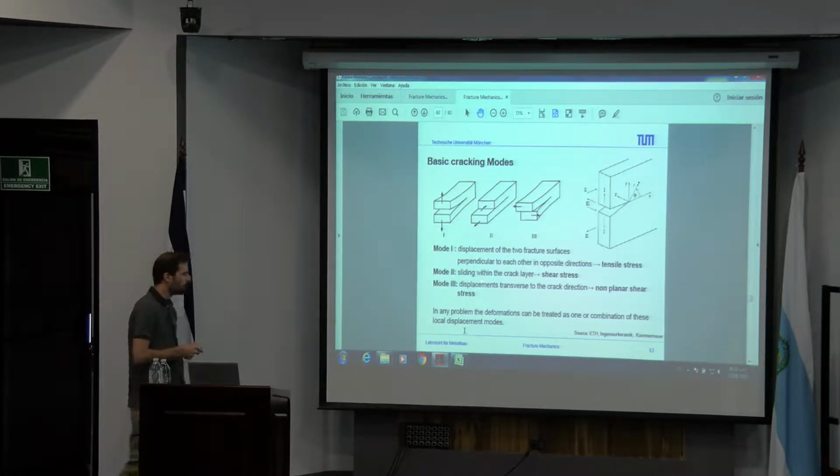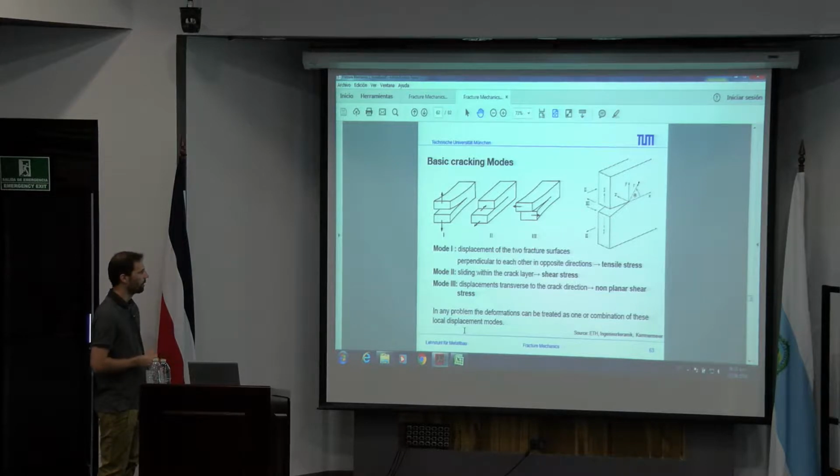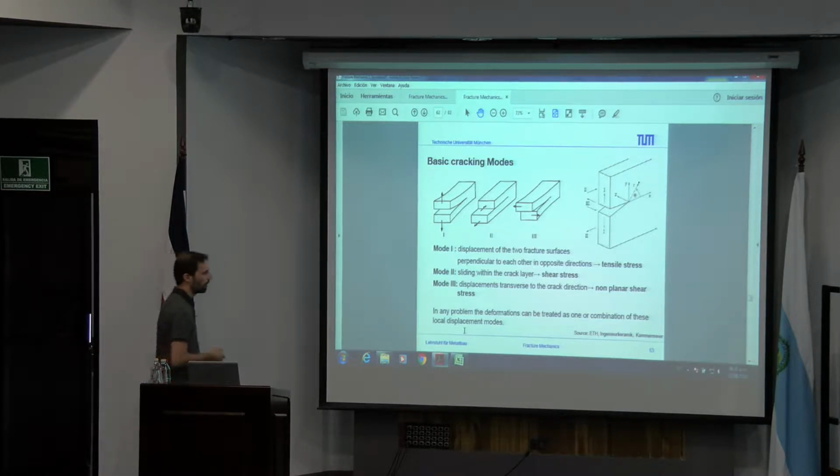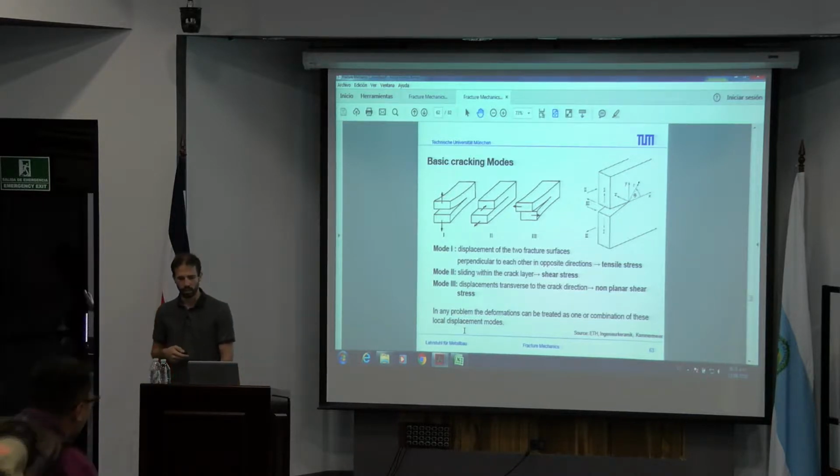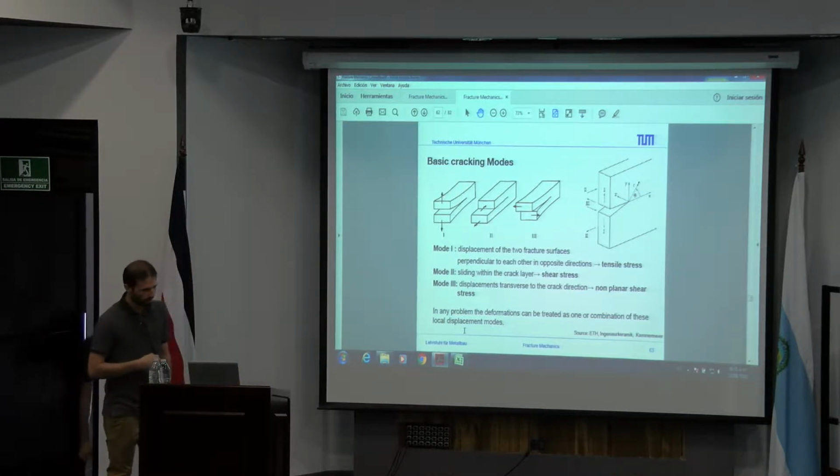And so the displacement for the third mode is transverse to the crack direction, and that's why we say, okay, this is a non-planar shear stress.